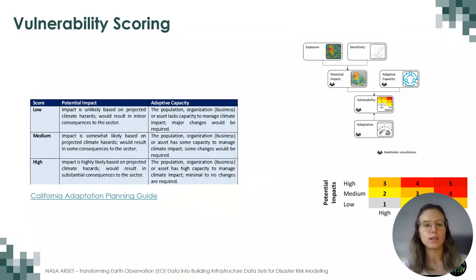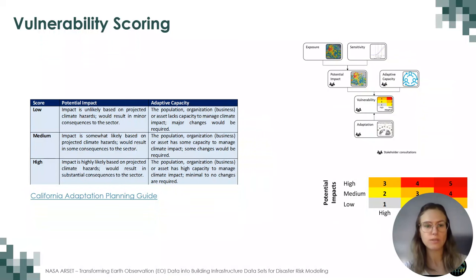And here we have on the left a table. You can see this was adapted from the California Adaptation Planning Guide. You have the link. I invite you to go and take a look, and you can get more information about this framework. In this case, it's a qualitative scale of low, medium, and high. We can have different levels. We can adapt this scale as we see fit, depending on the project that we're doing. But in this case, we have these three levels.